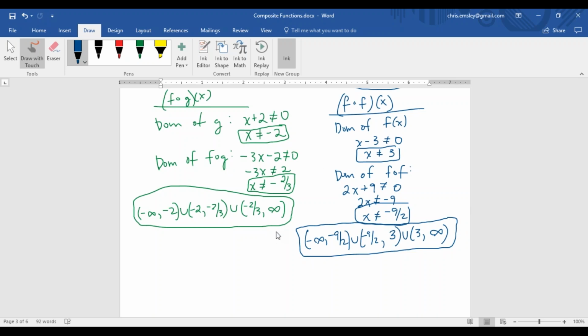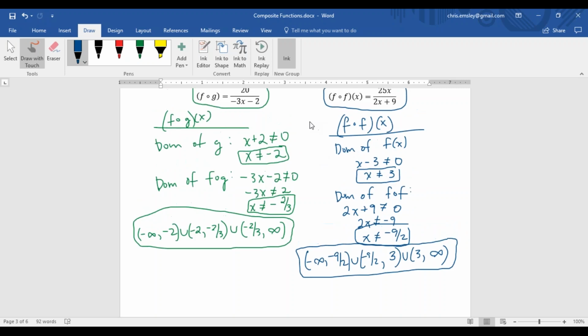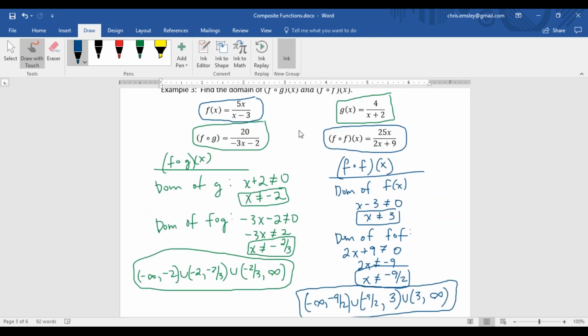Doing the domain on these composites really relies heavily on you understanding the domain of these individual functions. So if you need to, go back and review that video. Once you have that down, it really is just putting 2 of the domains together into that final domain that'll give you your answer. Good luck!